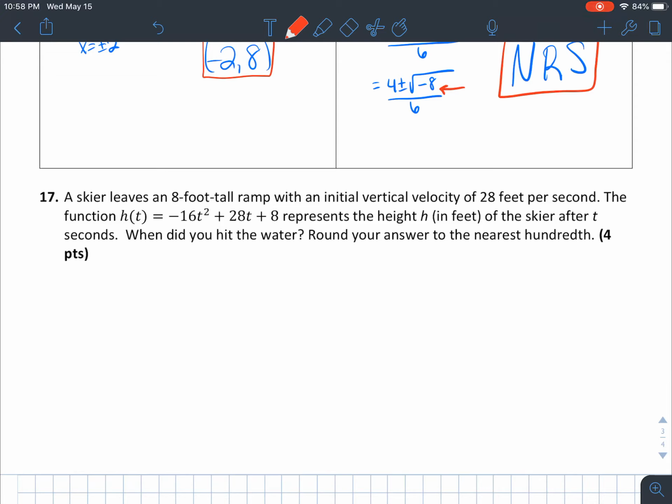Or you could have changed this to ground. Doesn't really matter. Someone nicely pointed out that we could have had a water skier hitting a ramp. Whatever you want. Whatever floats your boat or puts the wind in your sails or makes you happy.